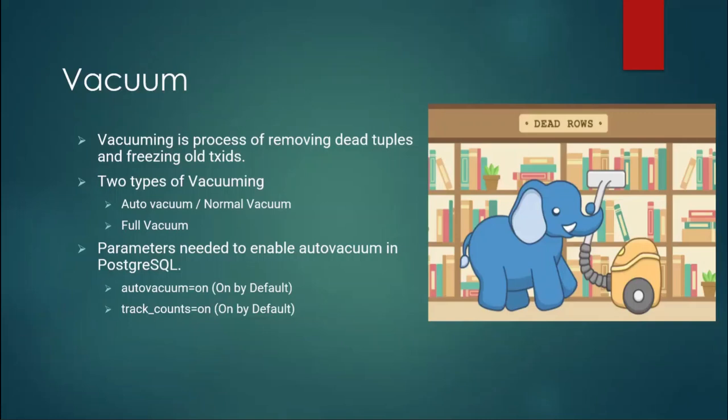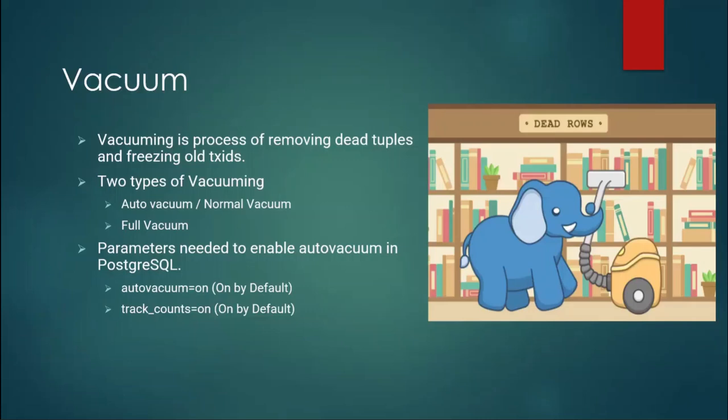Whenever you perform a vacuuming operation, the backend removes the dead tuples and also freezes the old transaction IDs associated with the dead tuples. We have two types of vacuuming operations: one is auto vacuuming or normal vacuuming, and the second one is full vacuuming.